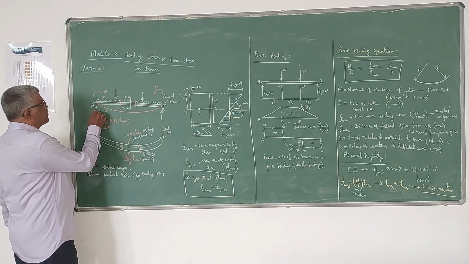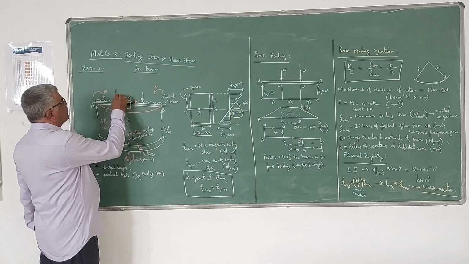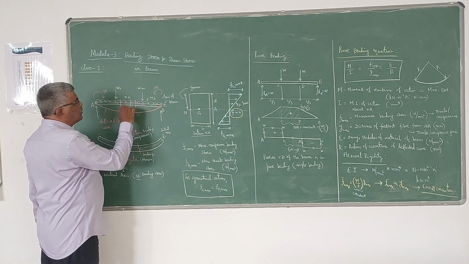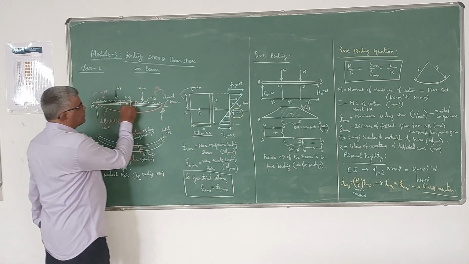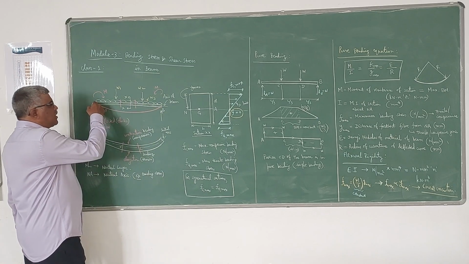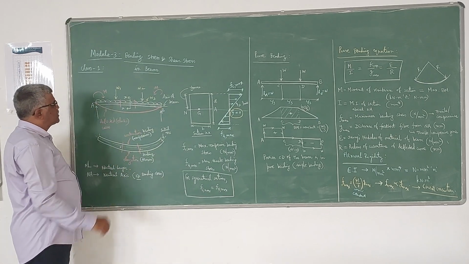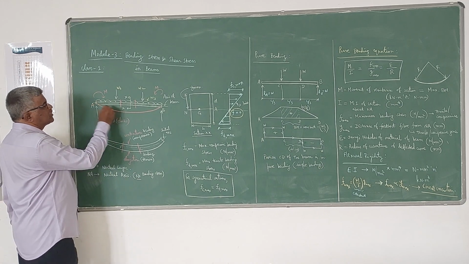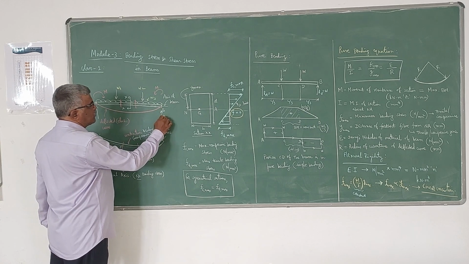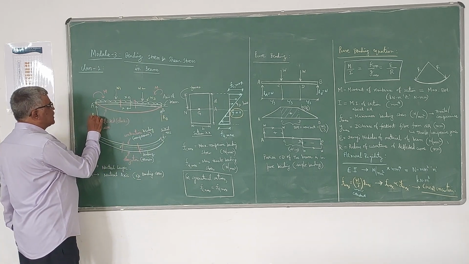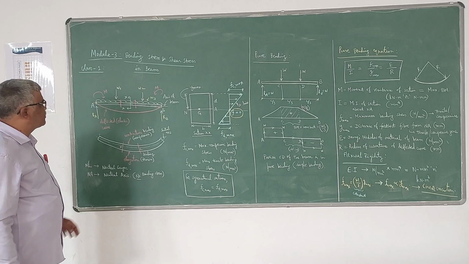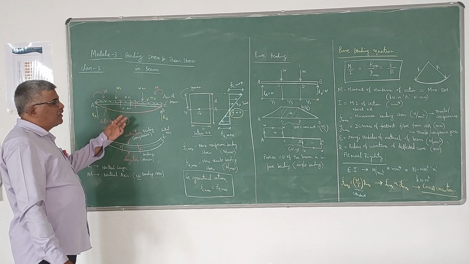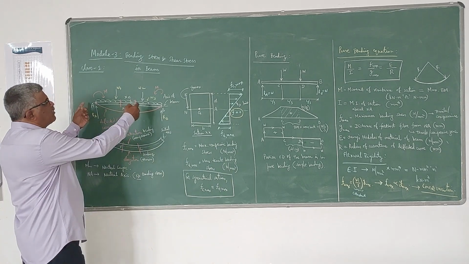I will consider a simply supported beam AB subjected to some loadings, concentrated load or UDL, whatever it is. Due to that, the initial axis of the beam bends like this. This curve is called the deflected curve. There is no deflection at the support because reactions develop at the supports. Those reactions resist the deflection at the supports, but at all the other points you will have deflections. The deflection will be due to the development of bending moment.